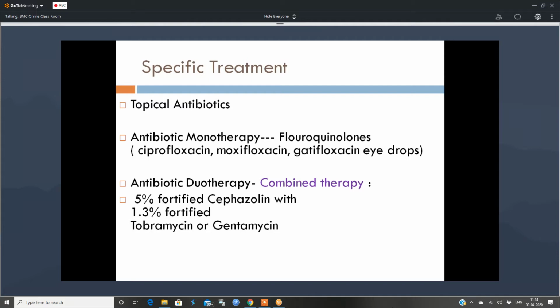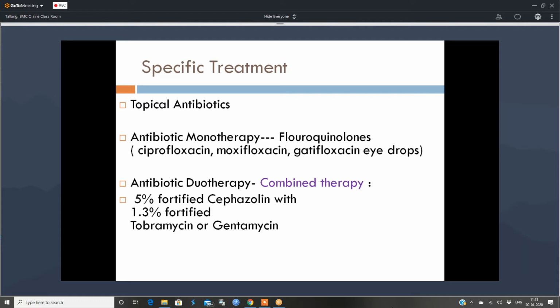Now coming to what antibiotic drops we should use. Here we follow two regimens. One is called monotherapy, where we select broad spectrum antibiotic drops. Previously, tetracyclines and chloramphenicol were used, but nowadays the universal choice of treatment is fluoroquinolones in the form of ciprofloxacin drops, moxifloxacin, gatifloxacin, ofloxacin, anything. Right now the antibiotic most commonly used is ciprofloxacin or moxifloxacin eye drops.